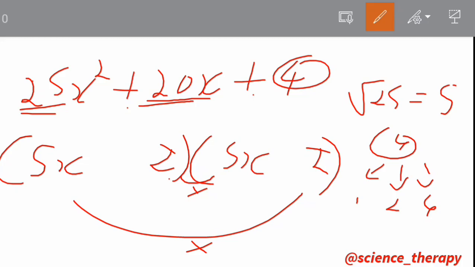Now we can see the signs that we have here. That's a positive, and also in the last term it's a positive. So the signs that we should have is plus and plus.